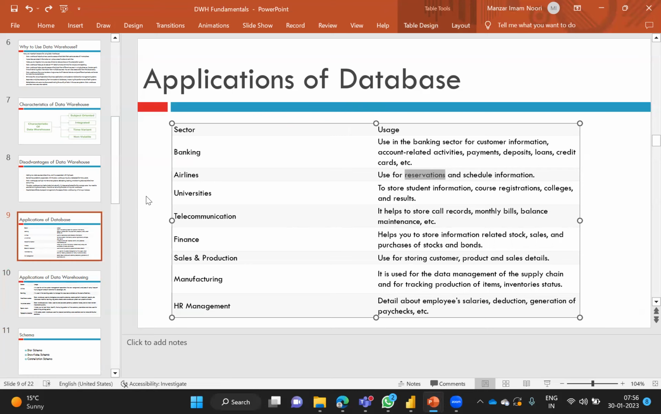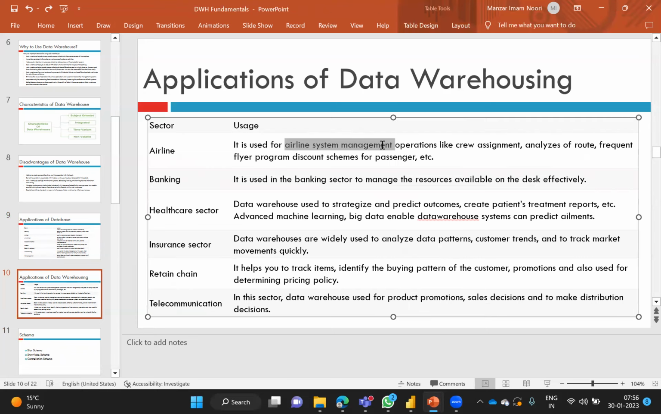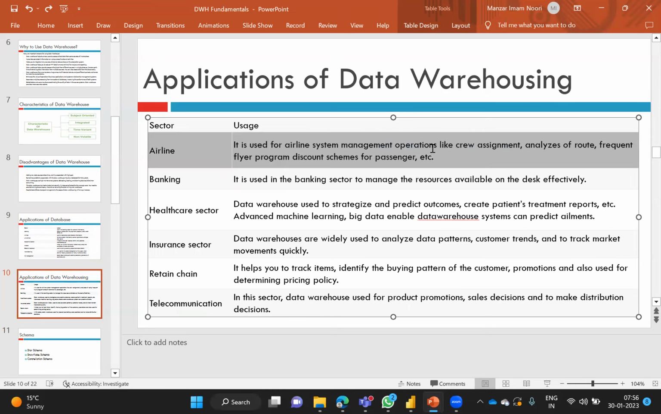And you want to analyze the airline system, right? You want to analyze the airlines, manage the operations, like crew assignment, analyzing of routes, frequent flyer program discount schemes for passengers. So like that, you have to use the data warehousing.